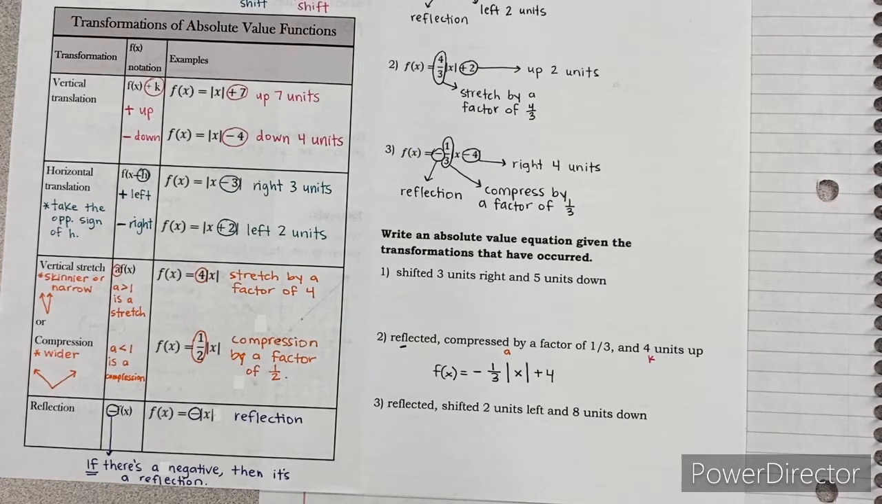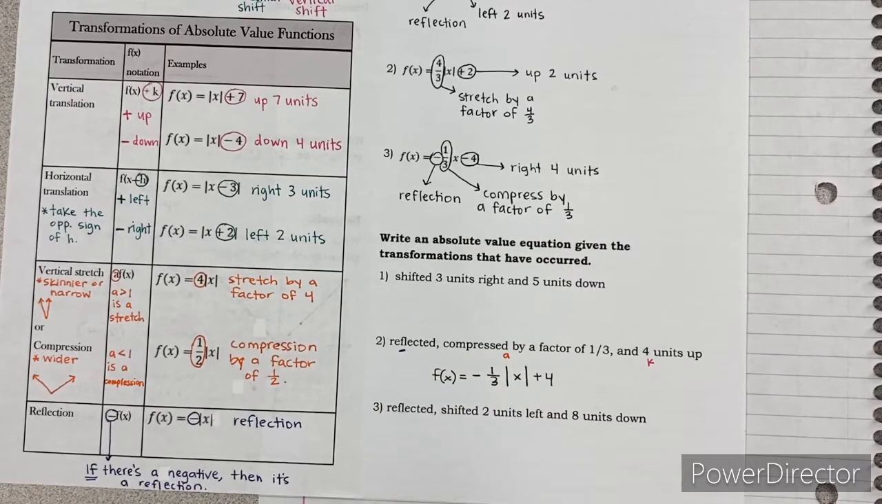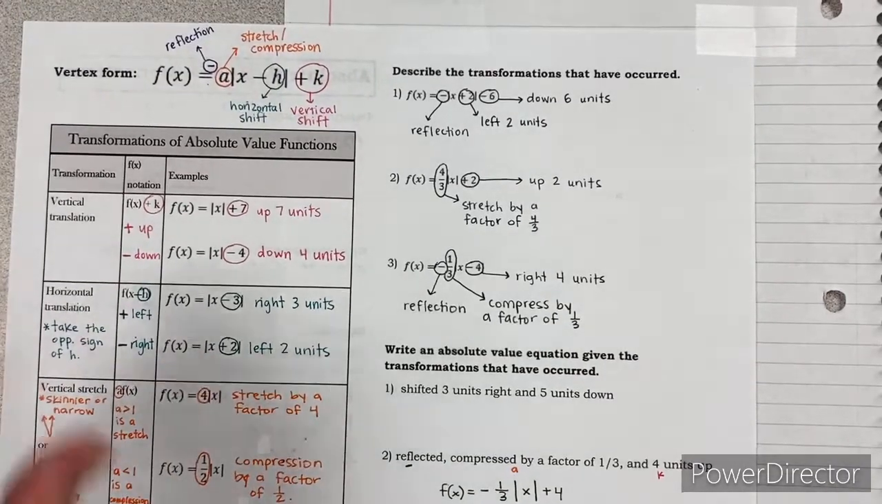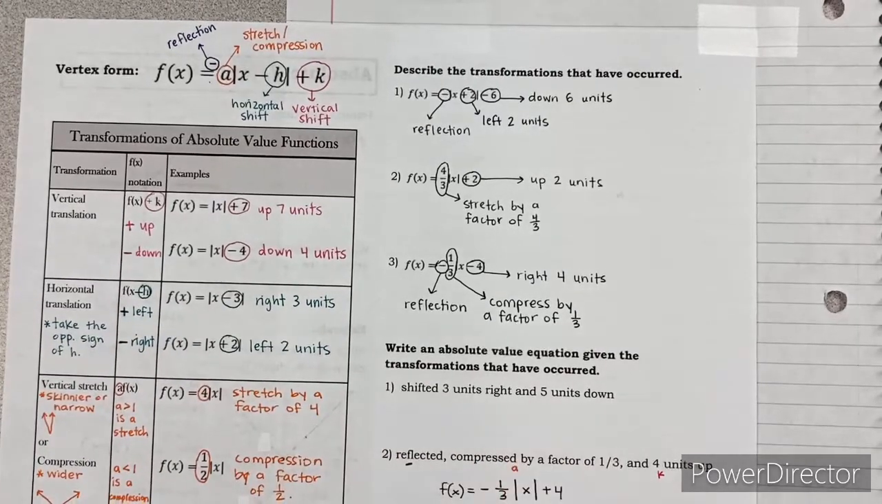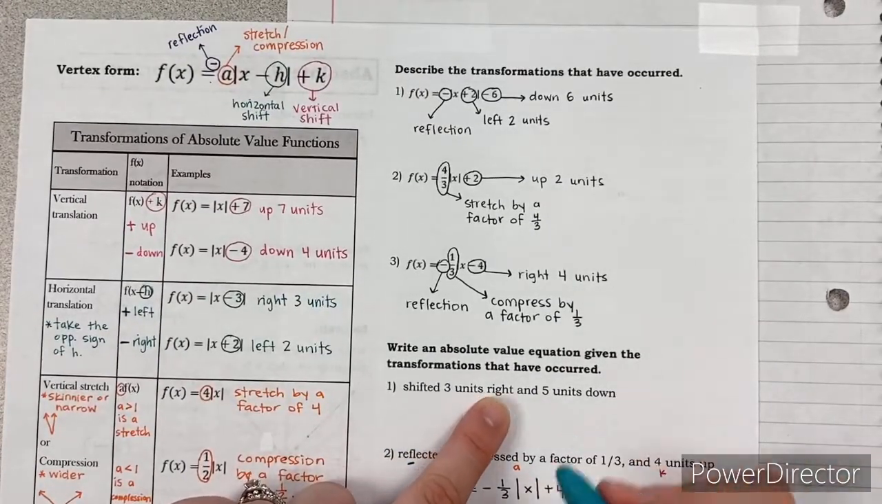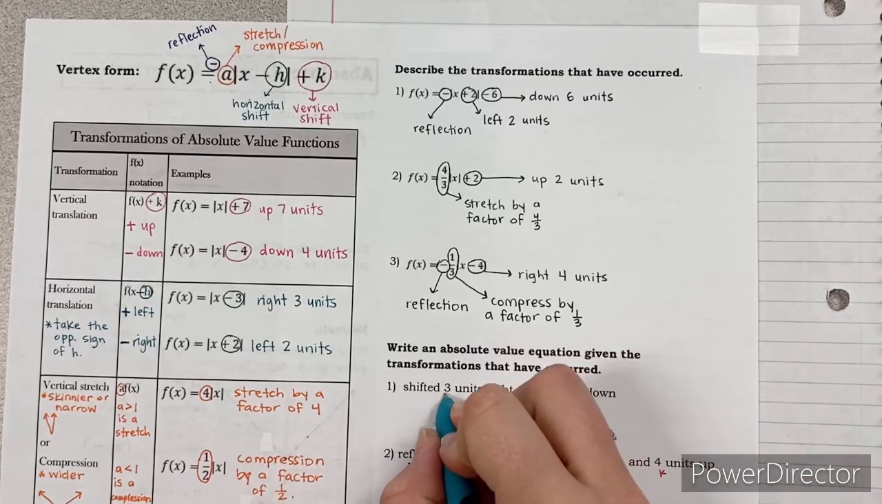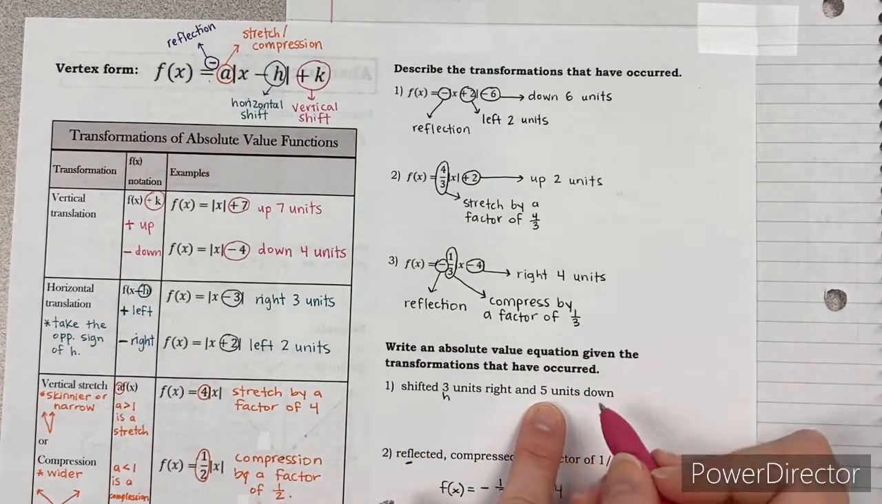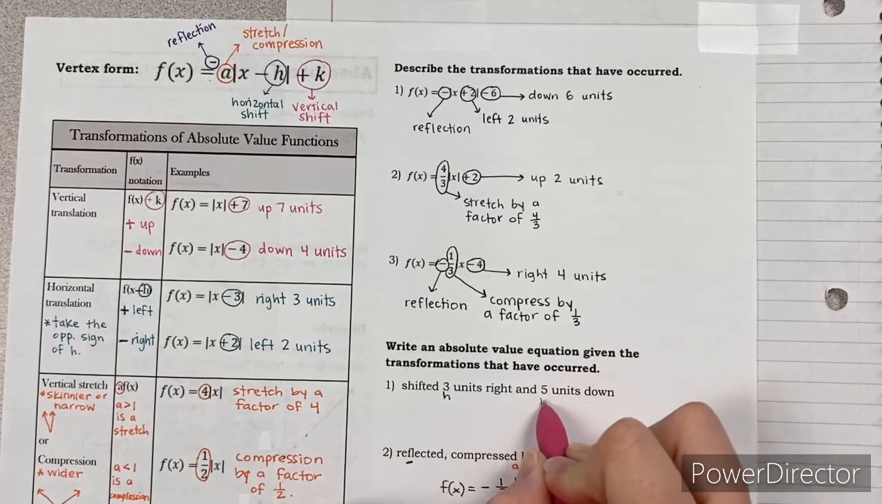Okay. I want to also do number 1 with you, because we didn't do a horizontal one right there, so I want to show you how those actually work. So there's vertex form up there at the top. Now remember, when we read this, we are identifying what letters we're going to be substituting in for. So shifted 3 units right, so that's a horizontal shift. So that's going to be my h value. This is going to be my k value because it says 5 units down.